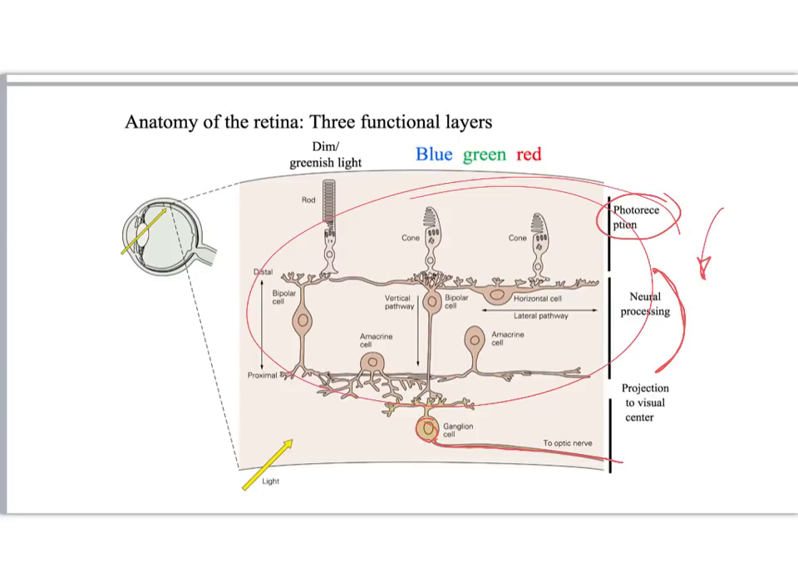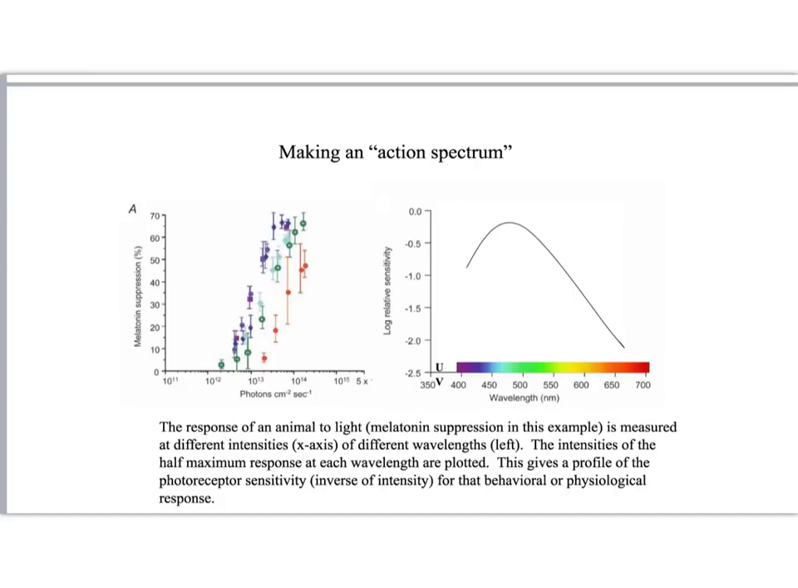So the classic view of the retina until about 15, 20 years ago was that, in fact, the only part of the retina that was photoreceptive was the layer that contained rods and cones. Okay.